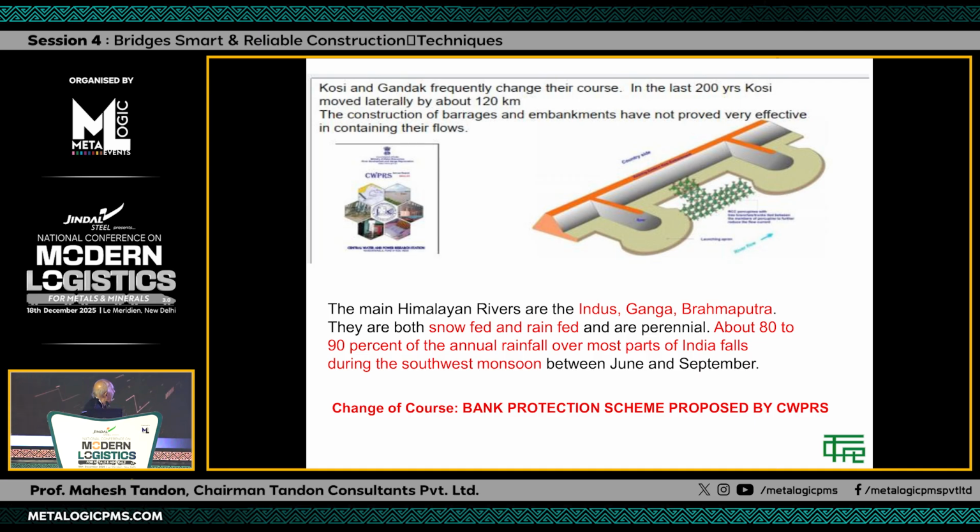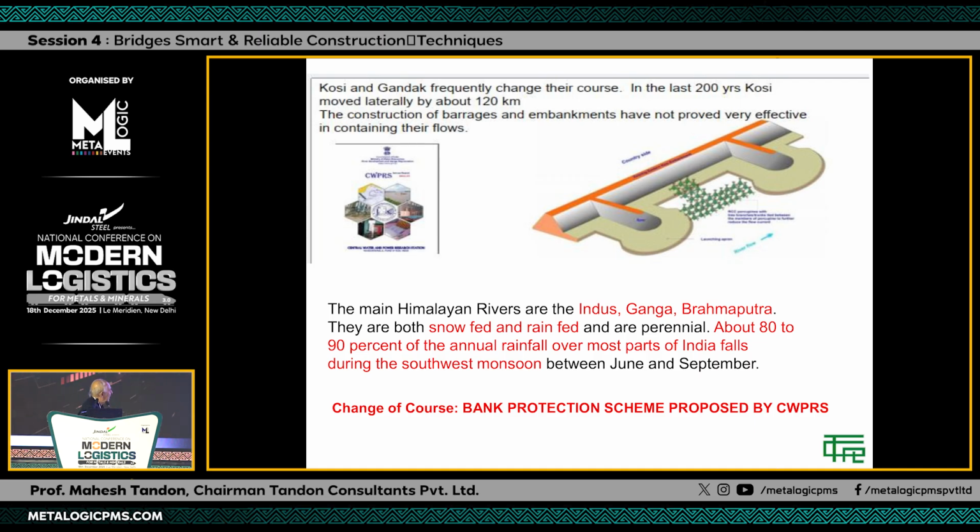Now, the main Himalayan rivers are the Indus, Ganga and Brahmaputra. All three are fed by rain as well as snow. So that is why they are more or less perennial, and about 80 to 90% of the annual rainfall over most parts of India falls during the southwest monsoon, that is between June and September.